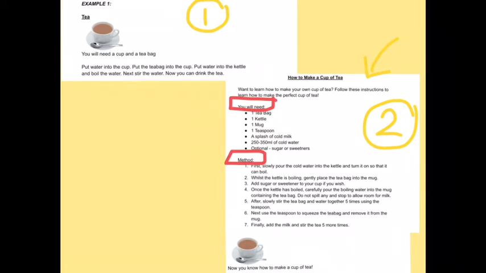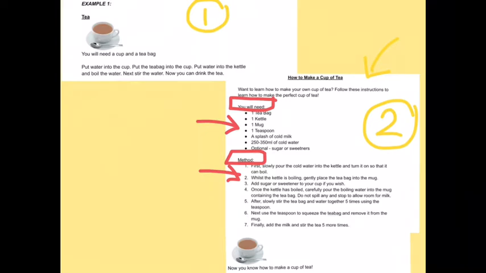Now, as well as this, you can see that the method has been broken into steps. We've got 1, 2, 3, 4, 5, 6, 7 steps. Example 1 hasn't got these steps. The what you need section is also broken into bullet points, so you can see very clearly what you actually need.